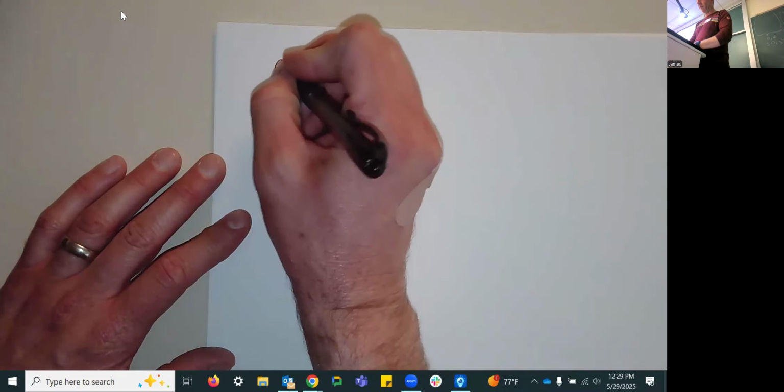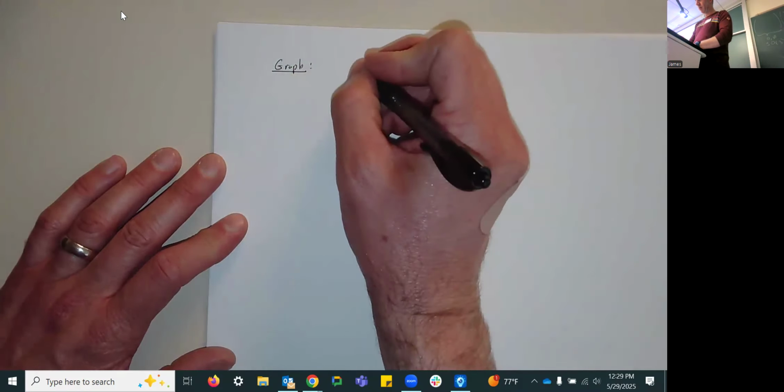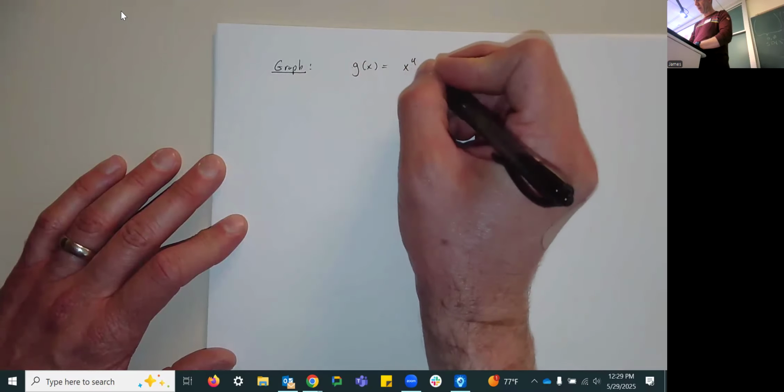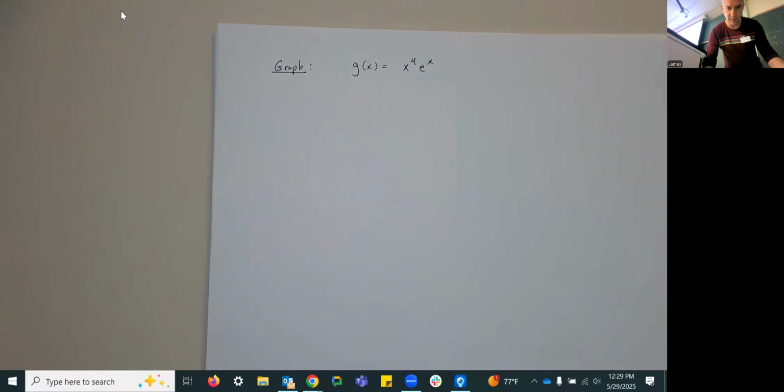So we're going to graph something actually kind of similar, although a little bit more complicated. G of x equal to x to the 4th times e to the x. Yeah, let me make sure that's the right one. And it is the right one.